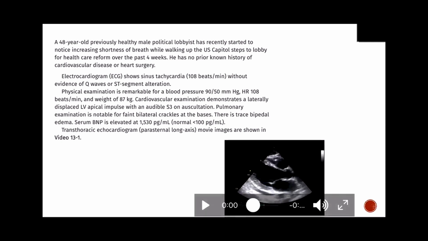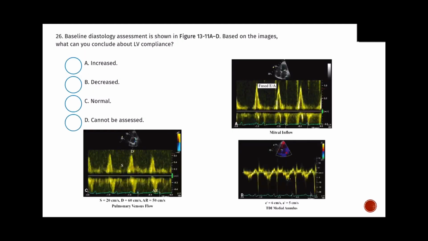That's not that good, right? Unhealthy. Baseline diastolic assessment is shown in these figures here. What can you conclude about LV compliance? Yeah, I think decreased. You think? I say that based off the increased E to A ratio, S over D seems low. The AR looks relatively large. So I think LV compliance is decreased.